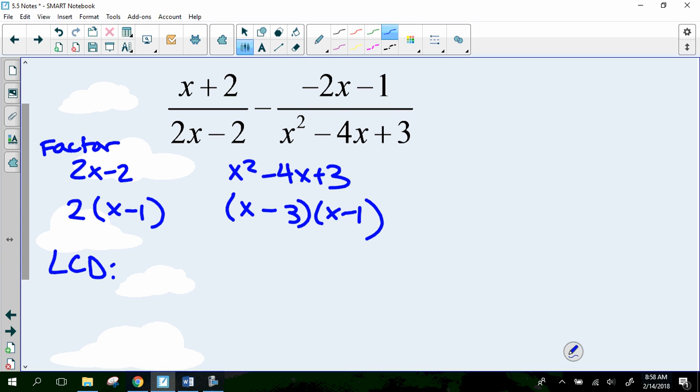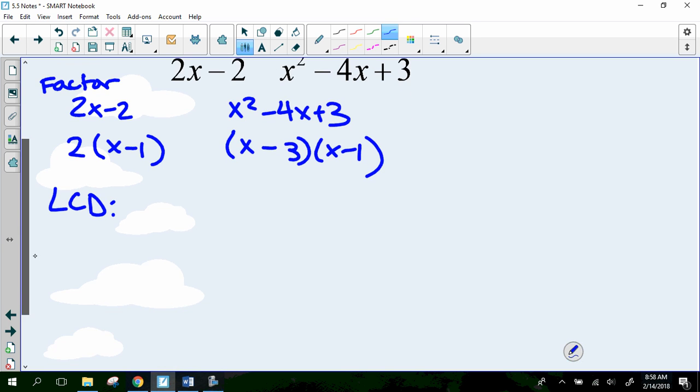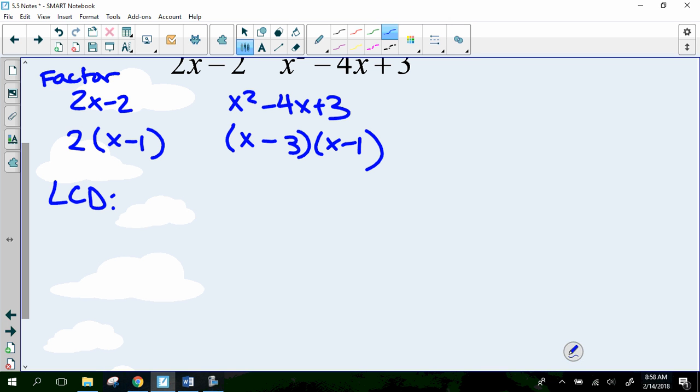Okay, I'm seeing lots of different things here. In this one, we have a 2 and we have an x minus 1. Do we have a 2 over here? No. So in order for them to be the same, you're going to need to have a 2 in the denominator. So the 2 has to be there.